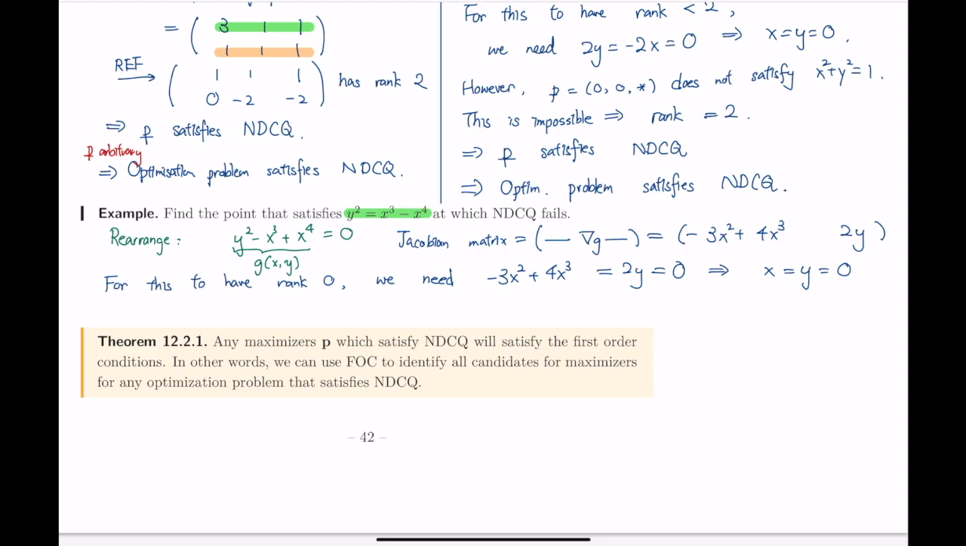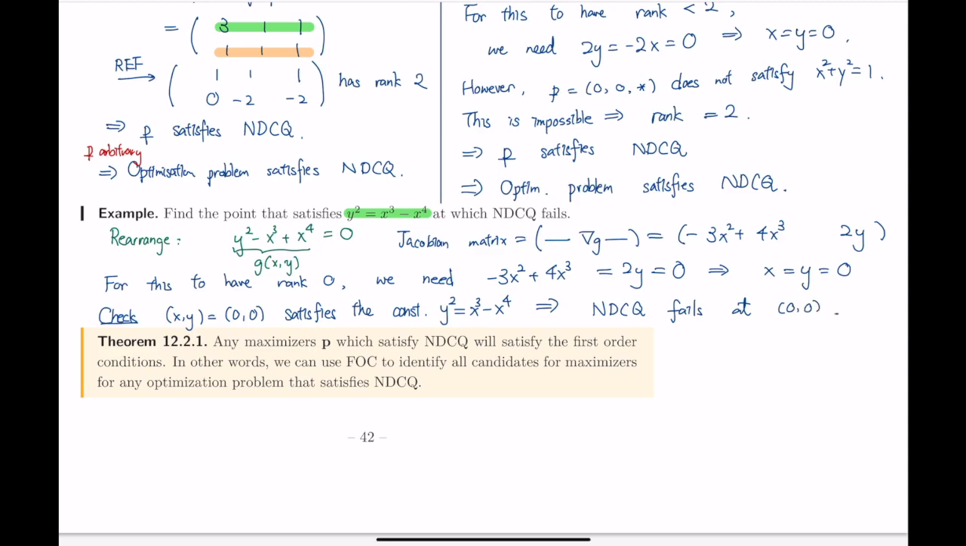But then you need to check whether (x, y) equals (0, 0) satisfies the constraint. But then you realize that in this case, yes, okay? So note, the point (x, y) equals (0, 0) satisfies the constraint y squared equals x cubed minus x to the 4. So you manage to find a point such that the Jacobian matrix does not have full rank. Therefore, NDCQ fails at this point.